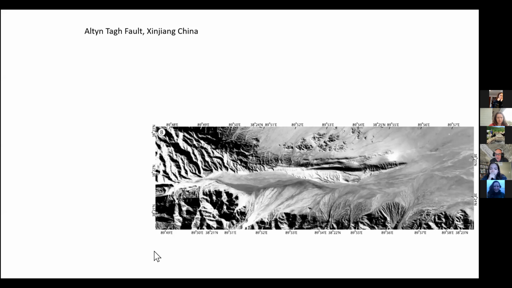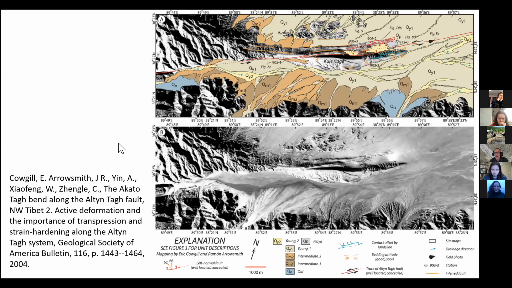So this is the Altyn Tagh fault in China. This is actually kind of old satellite imagery. We did this before we had Google Earth access. Really interesting geomorphology and the resulting mapping. You can see we relied on the superficial geologic mapping here to help us focus in on this pretty complex shear zone, where this is a left lateral strike slip fault.